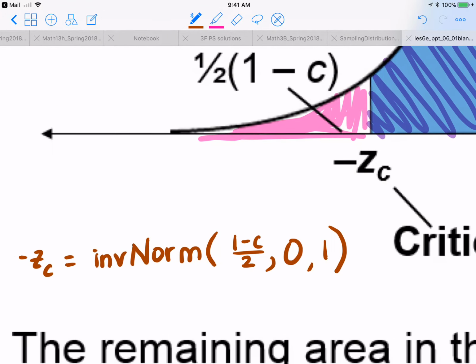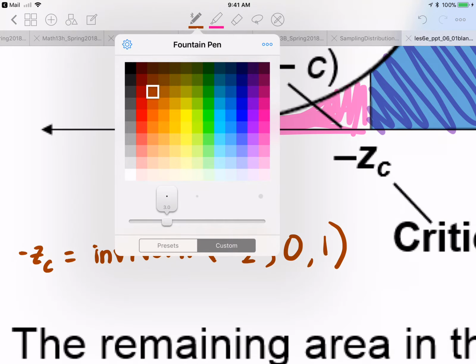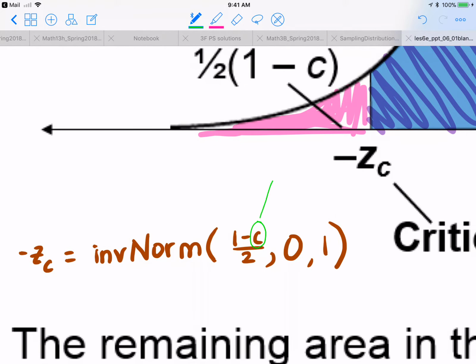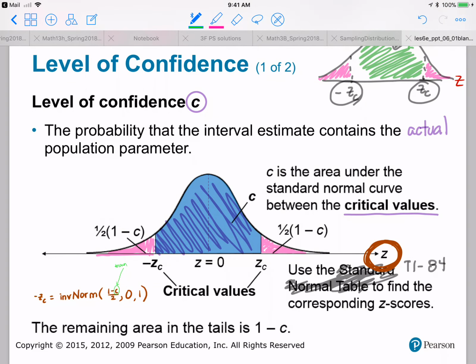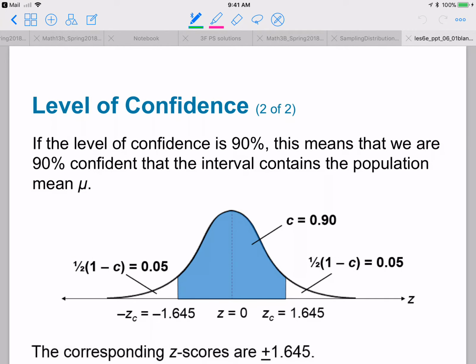Right, so then we would put into our calculator inverse norm of whatever, because remember C is given, so C is known. So this is a known value. We'll get some number, a negative number, and then that's how we know our critical values. So let's do this example here. Now, if the level of confidence is 90%, here's how we interpret this.